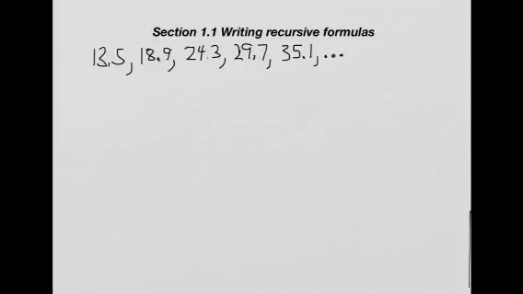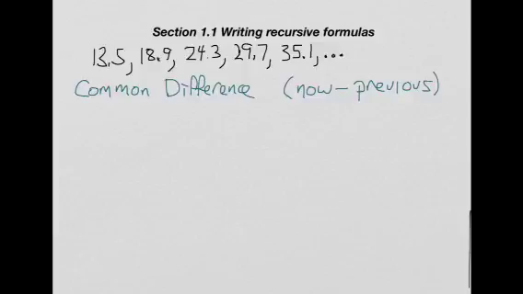I usually go for the easiest one first, so I'm going to look for the common difference. Now, if you recall, to find the common difference, we take any term and subtract the number that came before. If we always get the same answer, it's common. We said before that's now minus previous. So let's do that with these numbers and see if we get a common difference or something else.